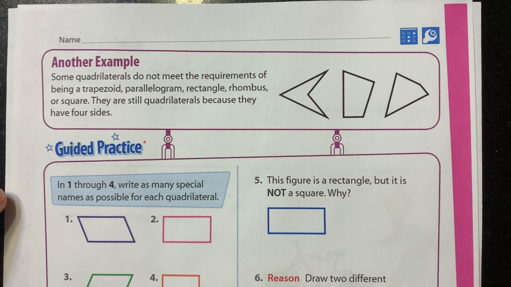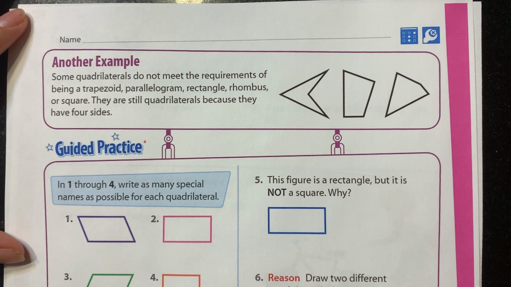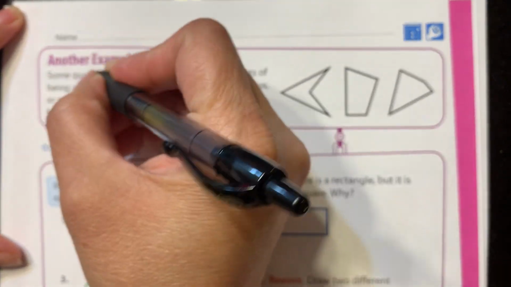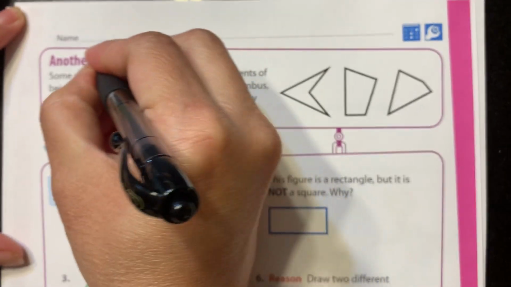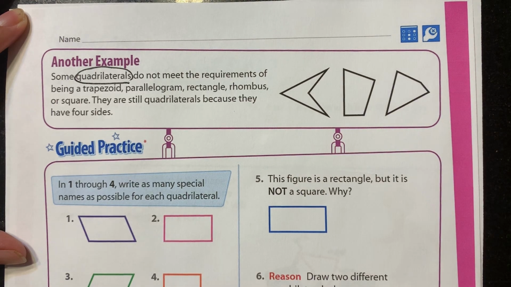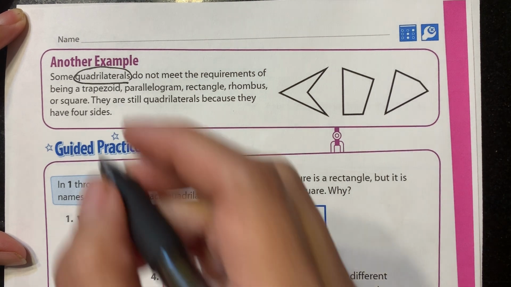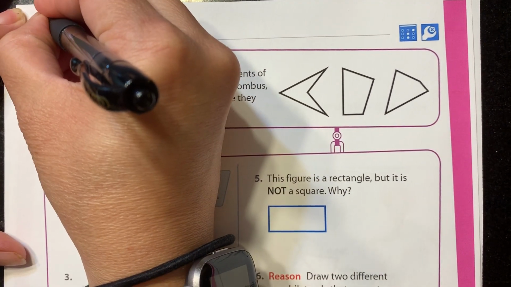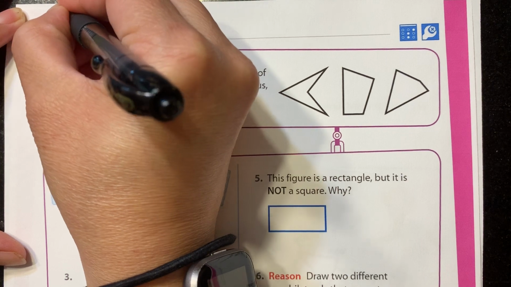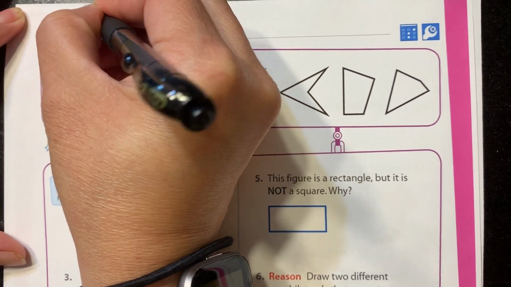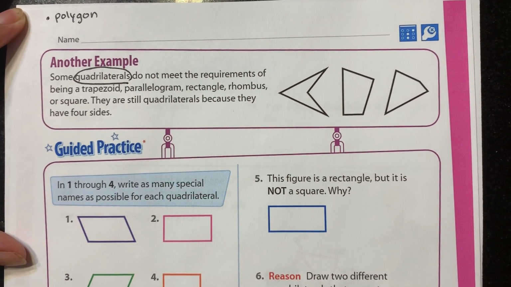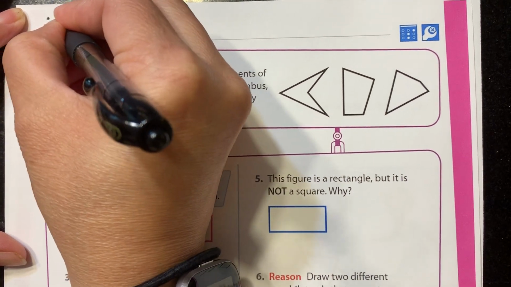Now, before we get started on this assignment, we have to understand a few things. First, we need to understand what a quadrilateral is. I'm going to write the word quadrilateral, and what that means is that it is a polygon with four sides. So remember, a quadrilateral has to be a polygon. I'm going to write it up here. It has to have four sides.